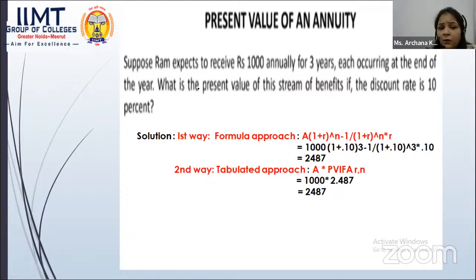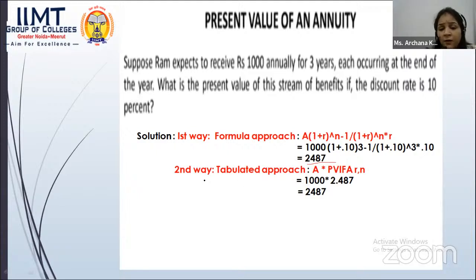And you want to calculate the present value of this stream of benefit if the discount rate is 10%. So the first way is the formula approach. The formula is (1 plus R to the power n minus 1) upon (1 plus R to the power n) multiplied by R. So we'll put all these figures: 1000 into (1 plus 0.10 to the power 3 minus 1) upon (1 plus 0.10 to the power 3) into 0.10, and with the help of a scientific calculator, you will get the value 2487.